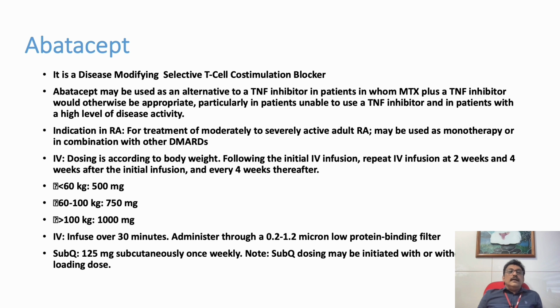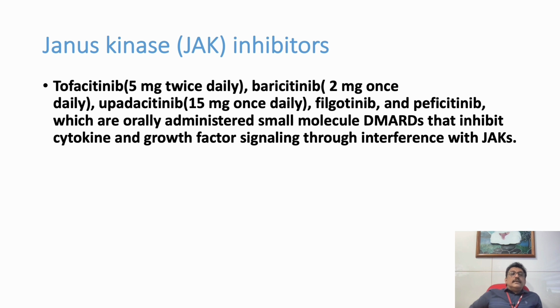Other drugs like abatacept, it's a disease modifying T cell co-stimulation blocker. So that is another monoclonal antibody. JAK inhibitors, tofacitinib, that is a newer drug, 5 milligram twice daily. Baricitinib, 2 milligram once daily. Like that, so many newer drugs are also coming. So we can select any of the drugs that we discussed here, depending on the availability of drugs in your area, and continue methotrexate even after giving these higher drugs.